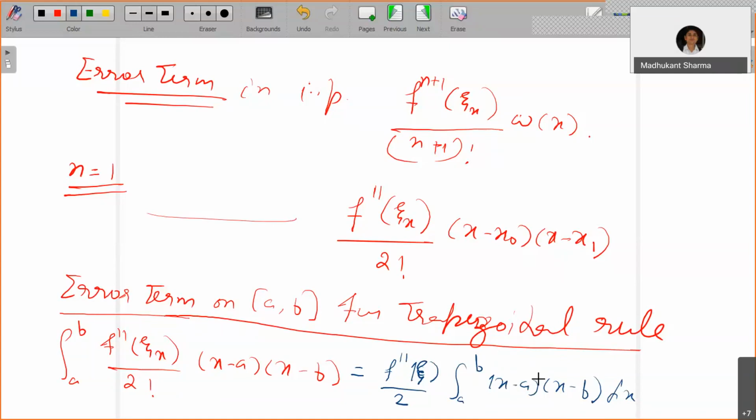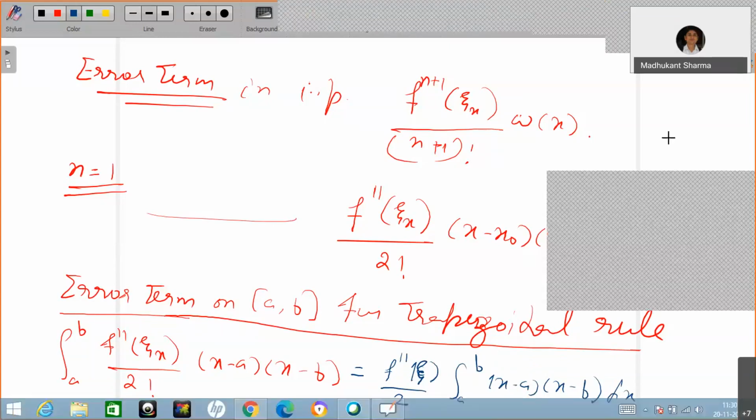Okay, right. Now I see some question: why was it equal to f of c?